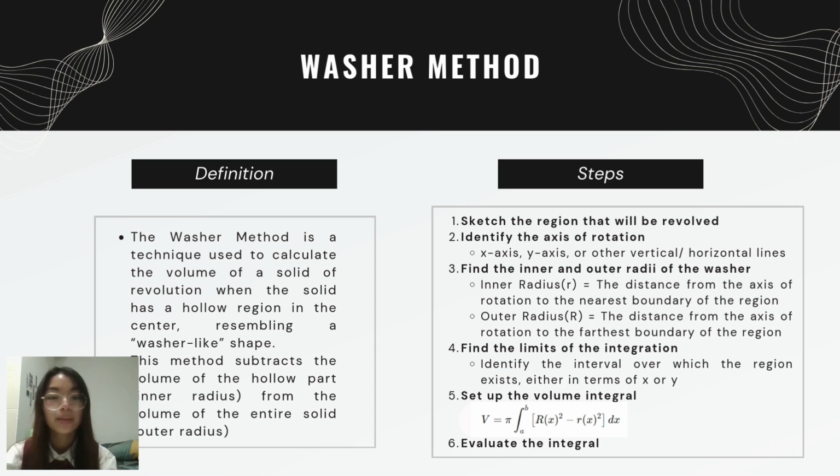Next, we can find the limits of the integration by identifying the interval over which the region exists, either in terms of x or y. Then we can finally set up the volume integral using the formula V equals pi times the integral of big R squared minus small r squared from a to b. And finally, we can evaluate the integral.